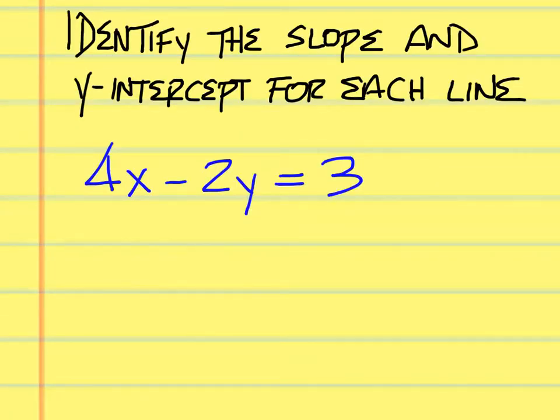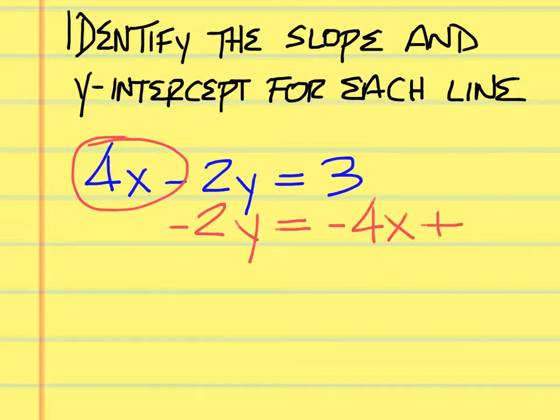Identify the slope and y-intercept for each line. In order to identify the slope and y-intercept, you should have it in slope-intercept form. That means you set everything equal to y. You get y by itself. To get y by itself in this case, you leave the negative 2y where it's at and move the 4x to the right, change the sign. Once you do that, you divide everything by negative 2.